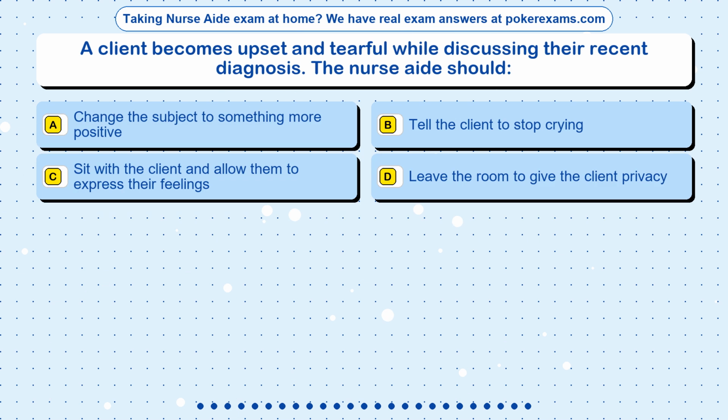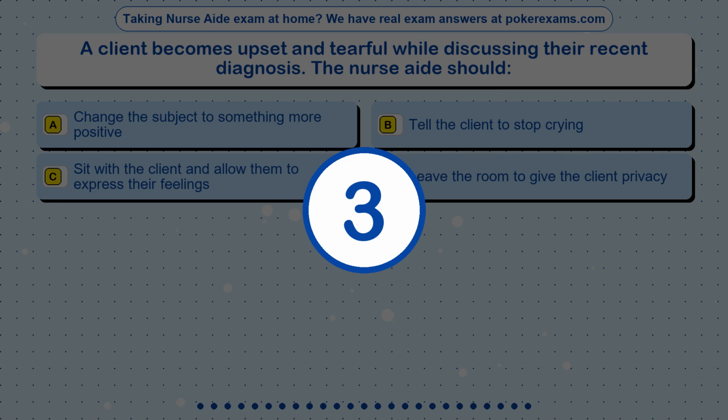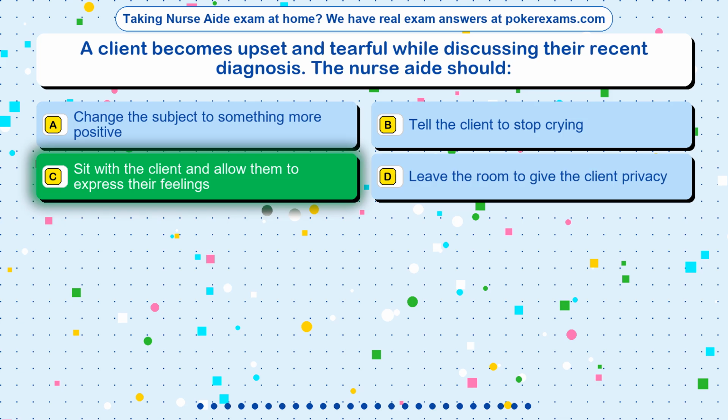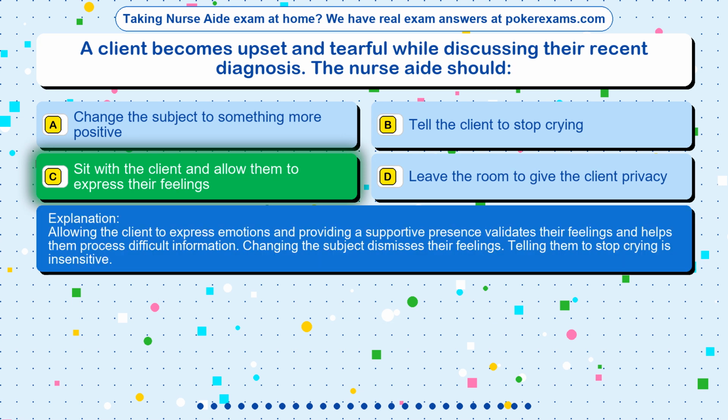Question 7. A client becomes upset and tearful while discussing their recent diagnosis. The nurse aide should: Option A, change the subject to something more positive. Option B, tell the client to stop crying. Option C, sit with the client and allow them to express their feelings. Option D, leave the room to give the client privacy. The correct answer is option C, sit with the client and allow them to express their feelings. Allowing the client to express emotions and providing a supportive presence validates their feelings and helps them process difficult information. Changing the subject dismisses their feelings. Telling them to stop crying is insensitive.